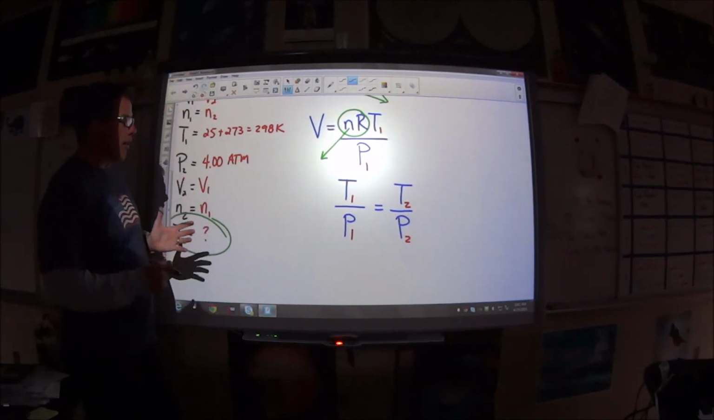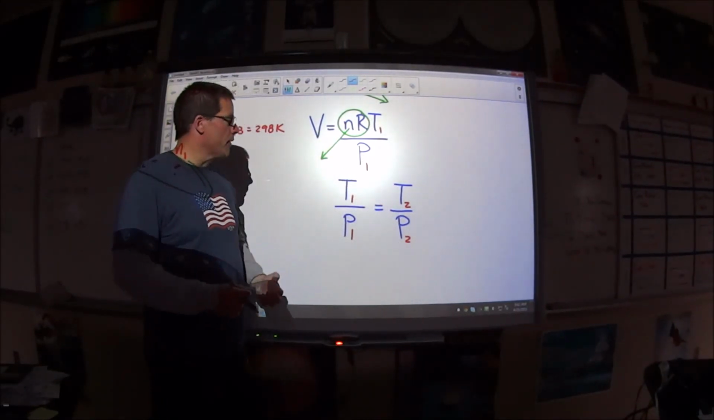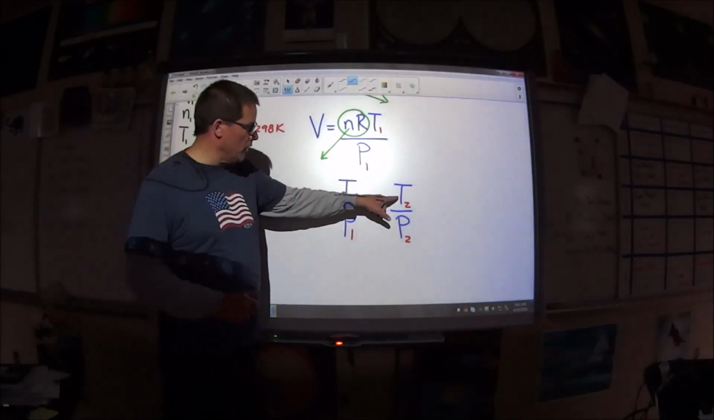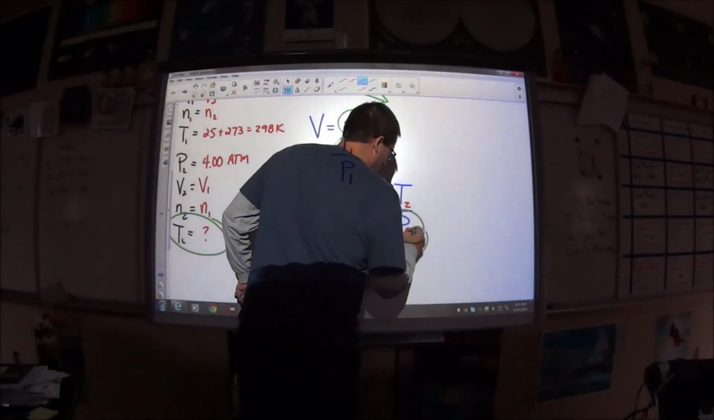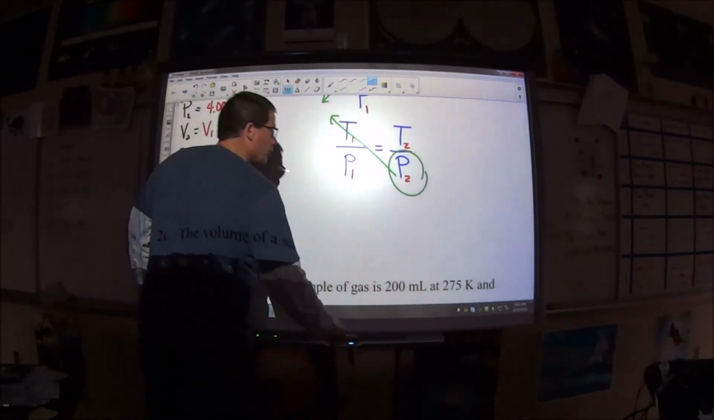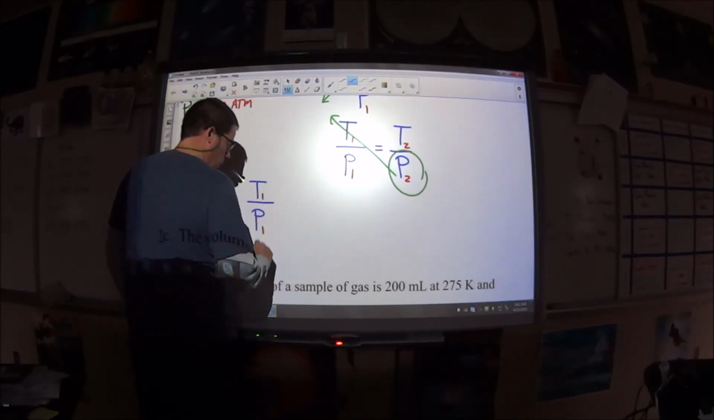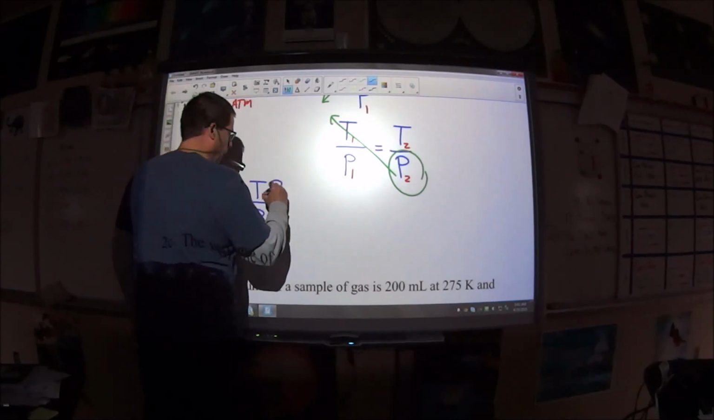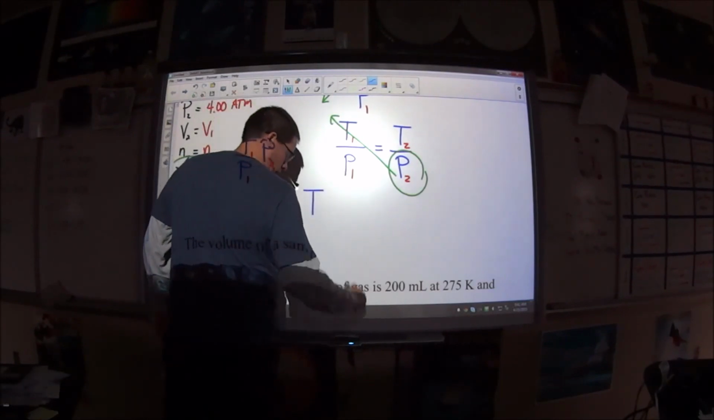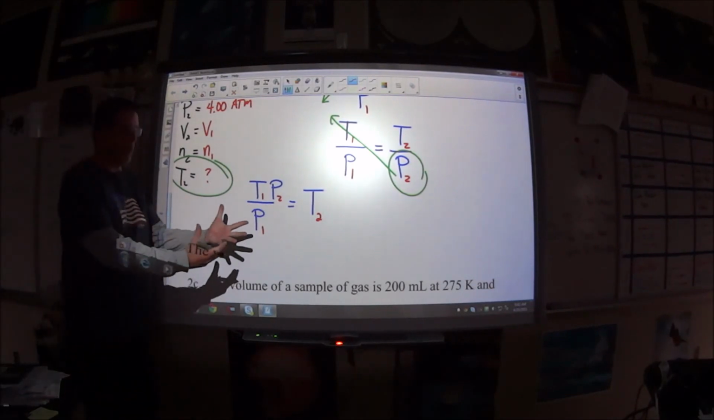So now that we have our initial set of conditions and the final set of conditions arranged the way that we want them, now we need to rearrange it so we can answer the question. Since we're looking for T2, I want to multiply by P2 on both sides. So now my equation looks like this, where I have T1 over P1 times P2 is equal to T2. Okay? So now that I have that, now I can plug in my values.